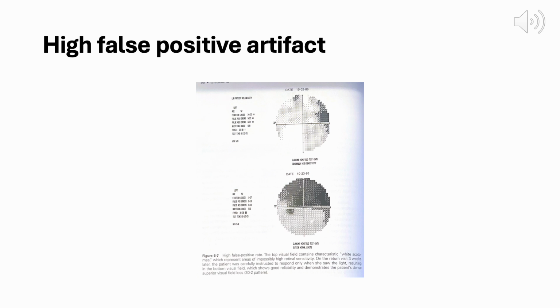This typically results from patients pressing the response button even when no stimulus is presented. As a result, the visual field appears overly healthy, which may mask true defects or give an artificially high baseline. 3 weeks later, after clear instruction to respond only when a stimulus was seen, the bottom test shows a more realistic field. The superior arcuate loss now becomes visible. This emphasizes how excessive false positives, especially above 15%, can make glaucomatous damage harder to detect.